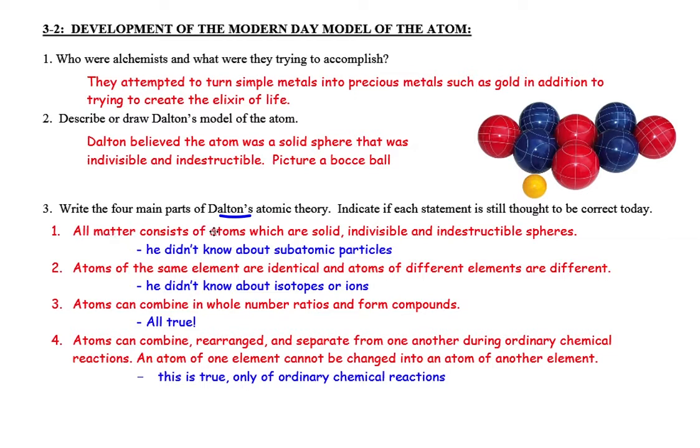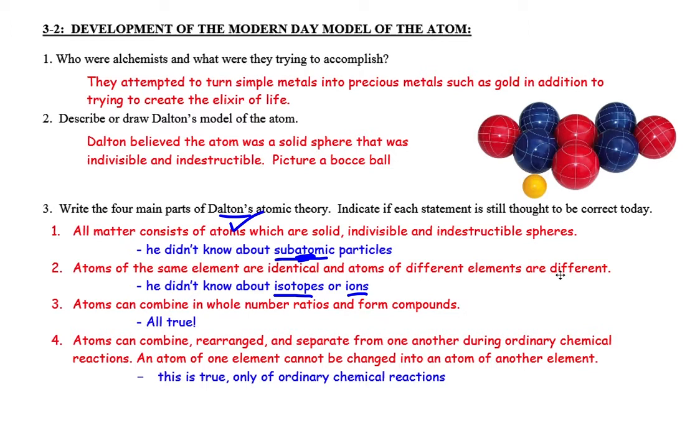Remember, he said that all matter consists of atoms. That part's great, but he did say they're solid and indivisible and indestructible because he didn't know anything about subatomic particles. So that part's a little iffy. Atoms of the same element are identical. Sort of true, they're close, but he didn't know about isotopes or ions. He didn't know you could have different numbers of neutrons because he didn't even know about the neutrons in the first place. He didn't even know about the nucleus, forget about neutrons.